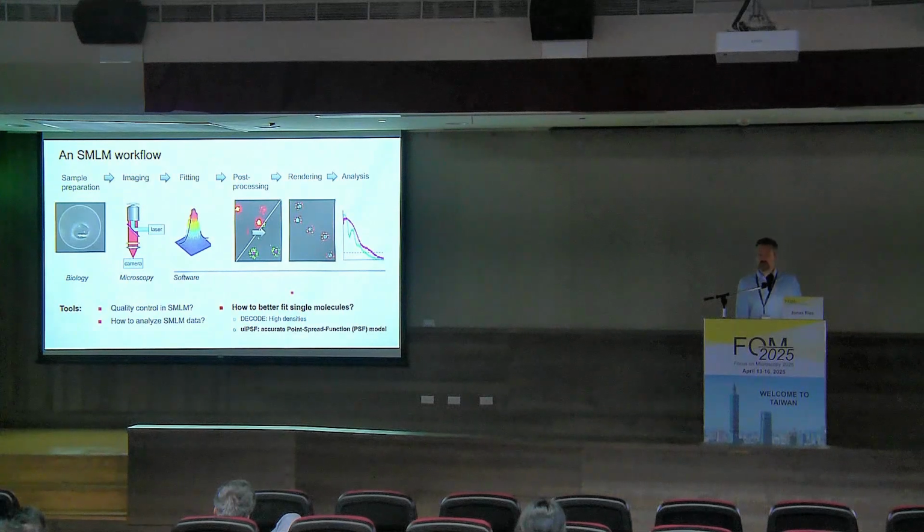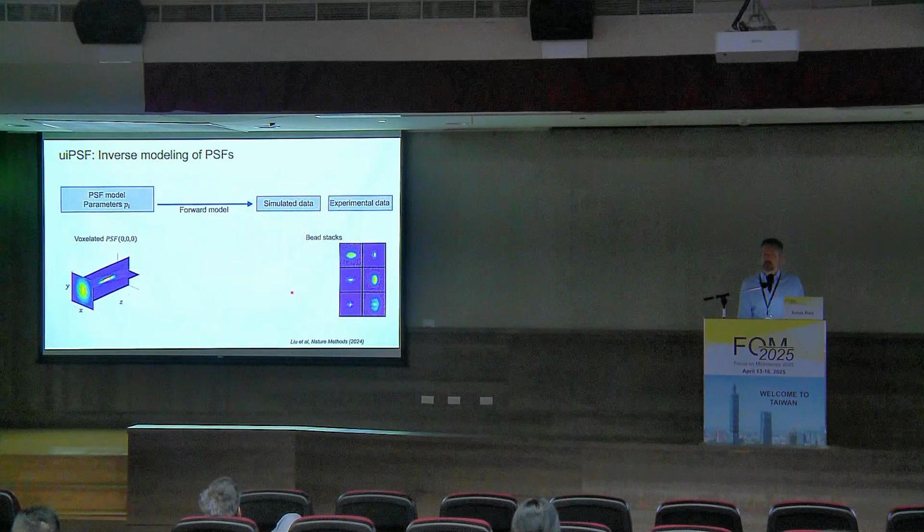So now, whenever we do localization microscopy and want to fit, especially in 3D, we need to know the point-spread function. Usually, we calibrate the point-spread function by positioning beads on a cover slip and then taking a bead stack. So this works, but it's not so easy to use this calibrated bead stack, or this experimental bead stack, for fitting of single molecules. So we therefore derived an approach to calibrate point-spread function models that we call UIPSF, or Universal Inverse Modeling of Point-Spread Functions. So the idea here is to have a model for the point-spread function that depends on parameters.